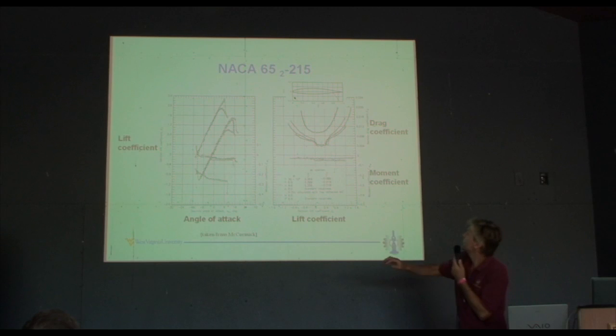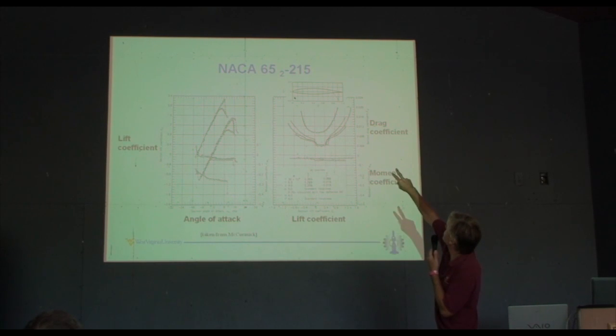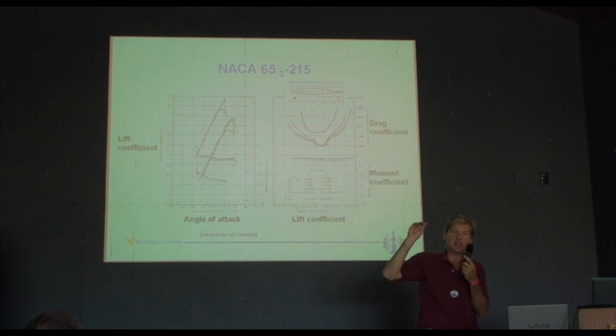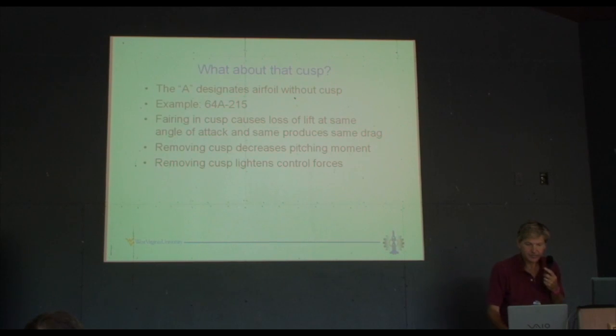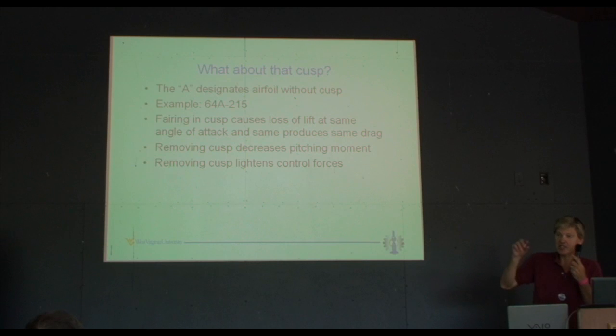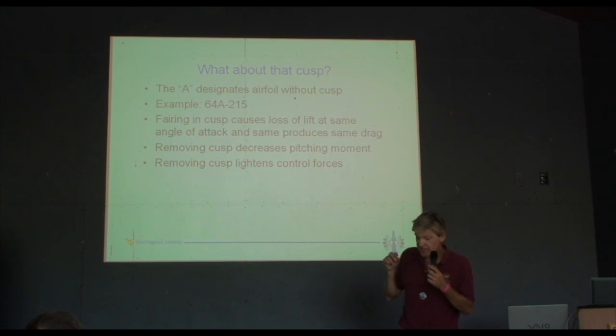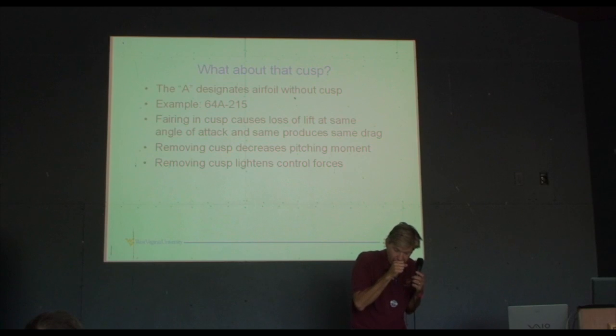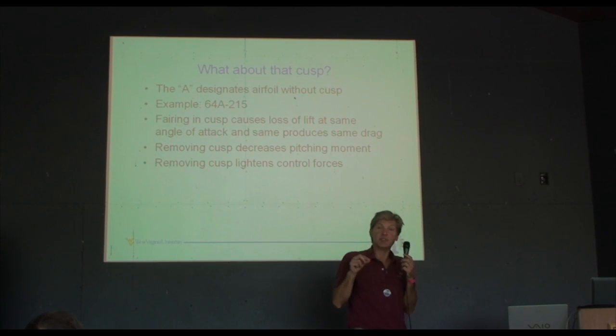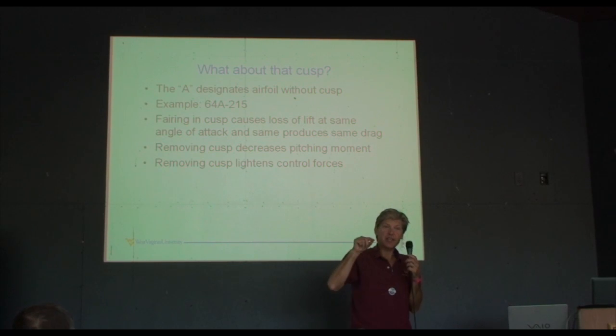Well, I will just say real quick, if you look at the airfoil, you'll notice that there's a little cusp on the trailing edge. You'll see this in a lot of laminar flow airfoils, the cusp. And if you see an airfoil that says 65 A sub 2, that A means that they took the cusp out.